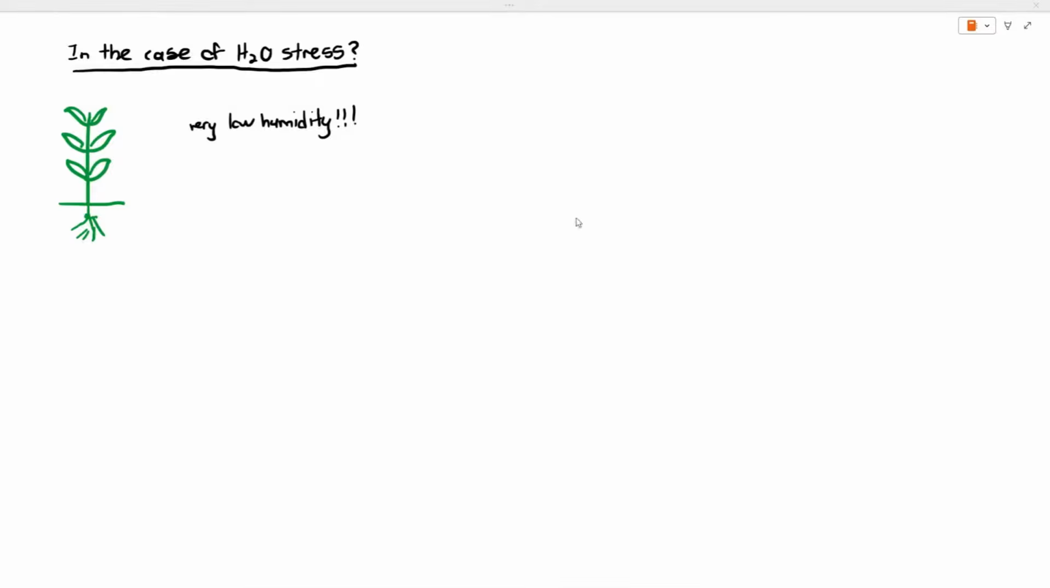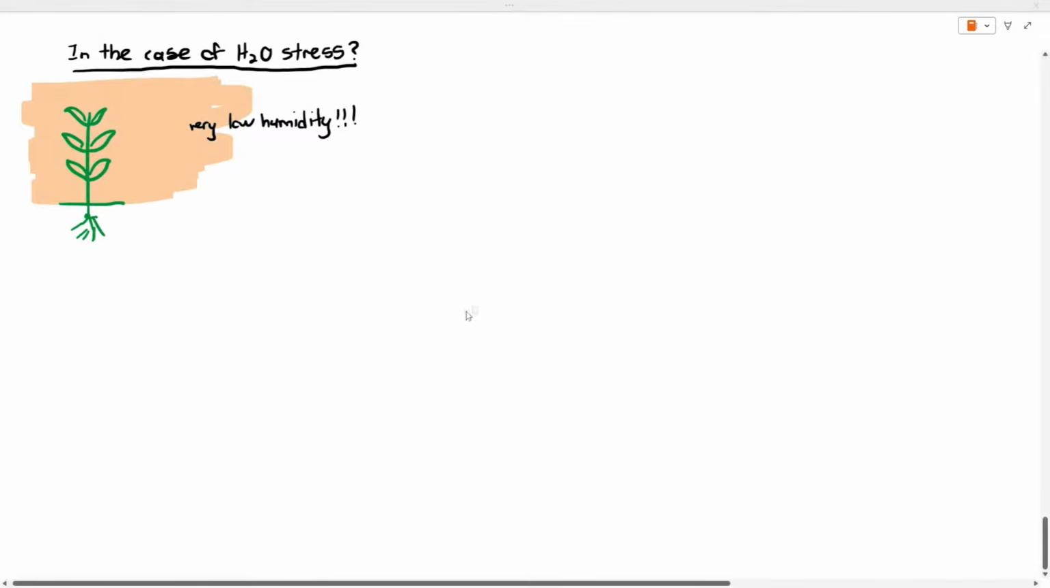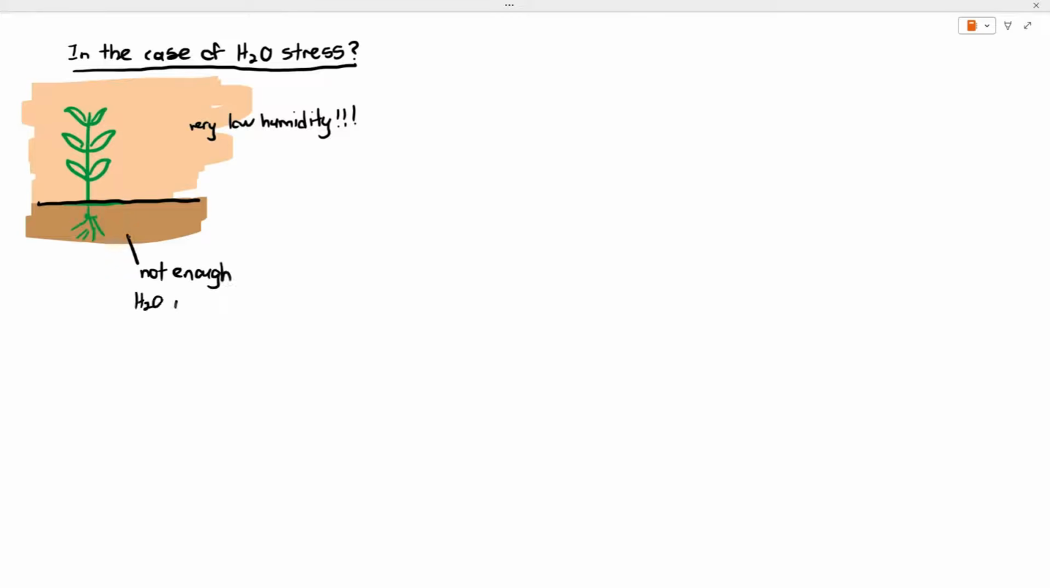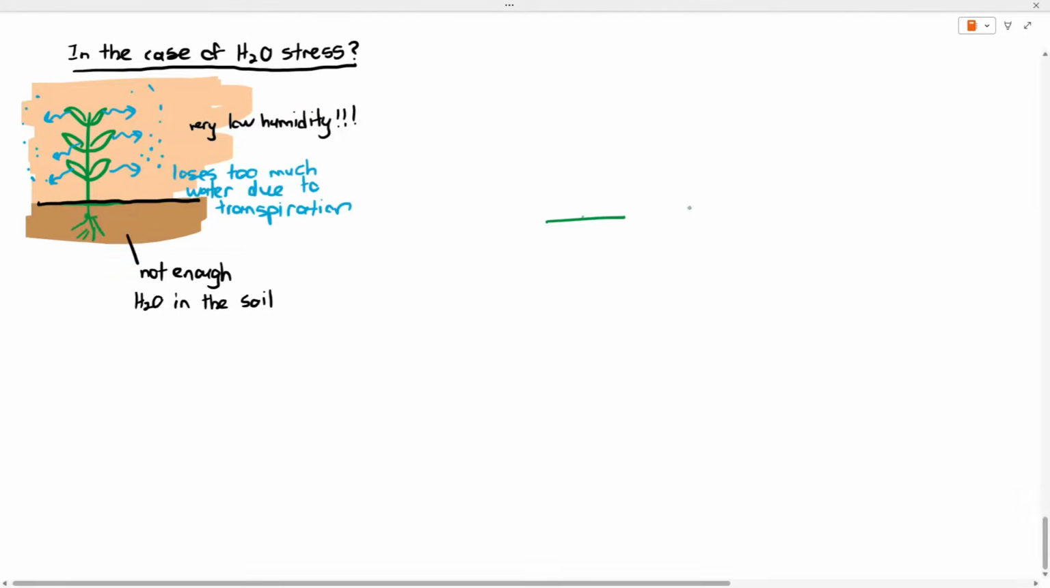What exactly is water stress, by the way? Water stress is what happens when the plant is subjected to very low humidity and very high temperature. The air is too dry and too hot, and there's not enough water in the soil. In this case, the plant might lose too much water due to transpiration. And if the plant loses too much water due to transpiration, what might happen? The plant cells will, as you can see there, die.